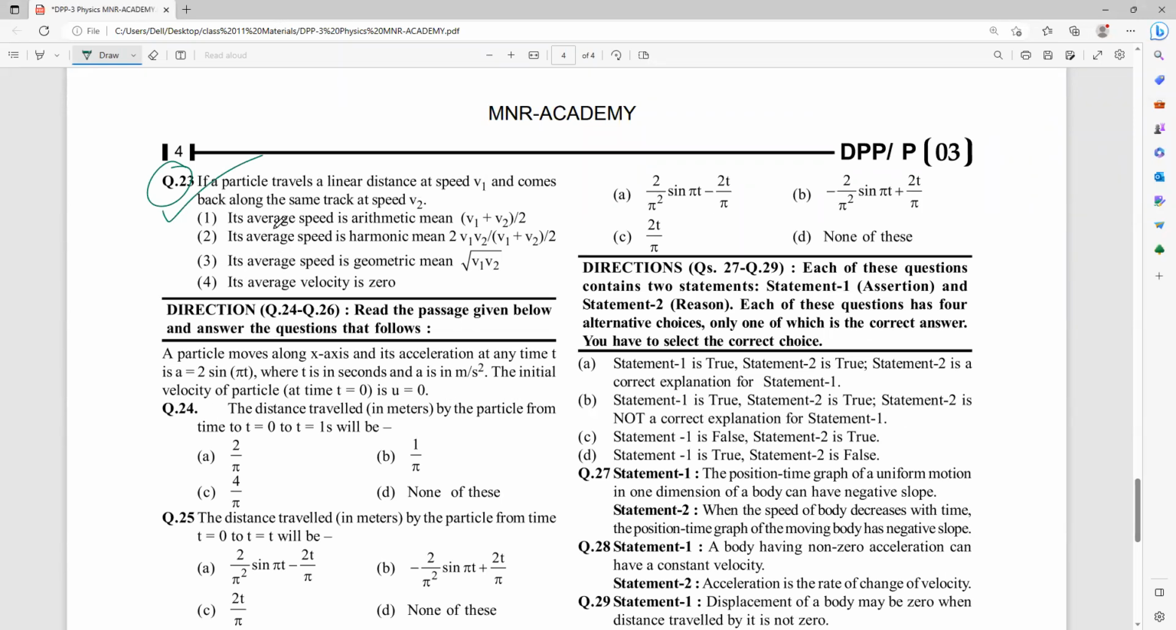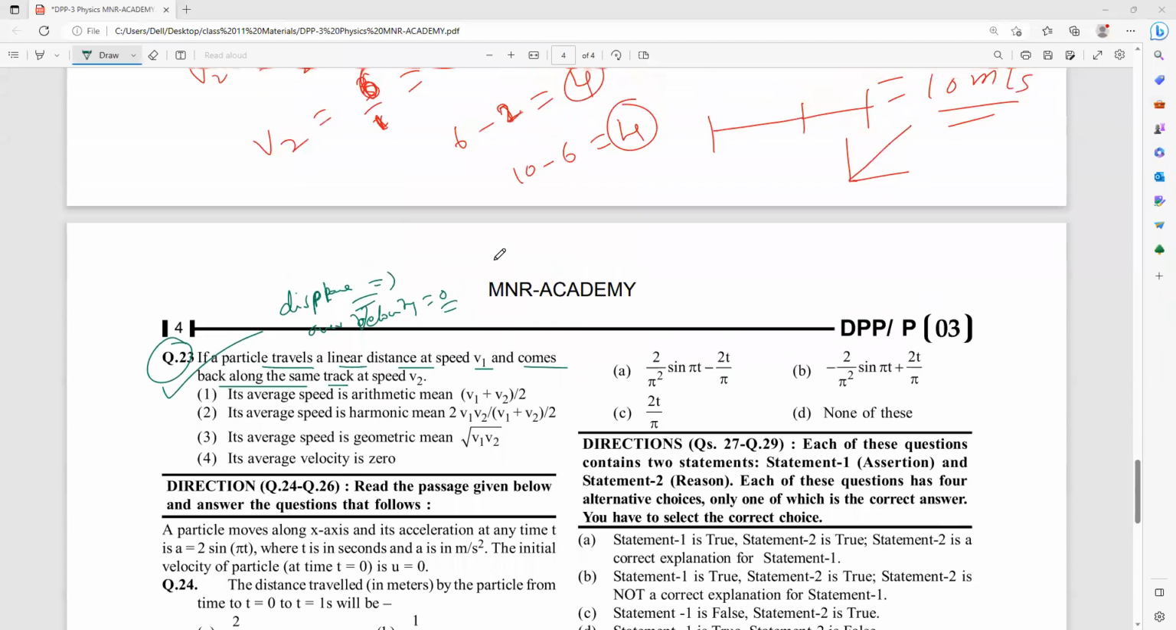Directly I will tell you: the particle travels a linear distance at speed v1 and comes back along the same track. Comes back means something is 0. Can you tell me what is 0? Displacement. Displacement is 0. If the displacement is 0, then the average velocity will become what? 0. Is it right or wrong? Yes. And I have given you the formula. Can you tell me the two average velocity formulas I have given you?